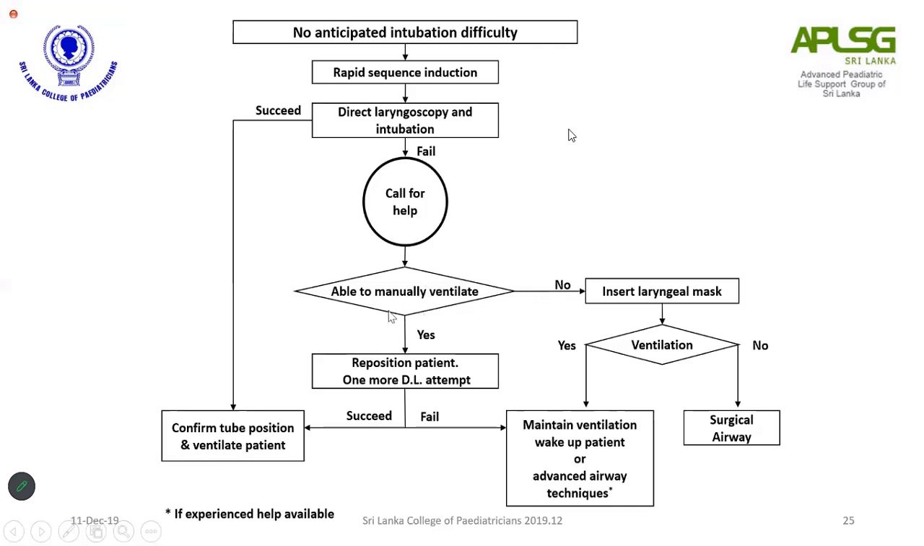If you are unable to manually ventilate this patient, then you need to start inserting a laryngeal mask airway, and through that you can provide ventilatory breaths. If that is working, then maintain ventilatory breaths until advanced airway techniques are being done or until help arrives. If the LMA is also not working, then you need to consider a surgical airway.